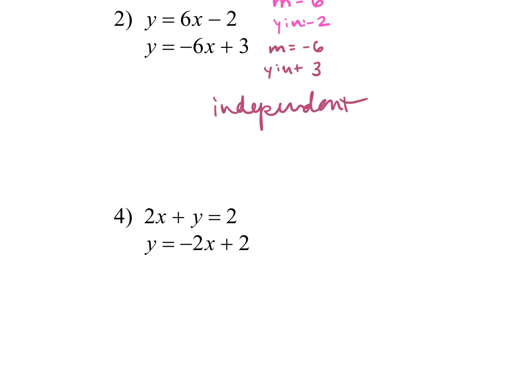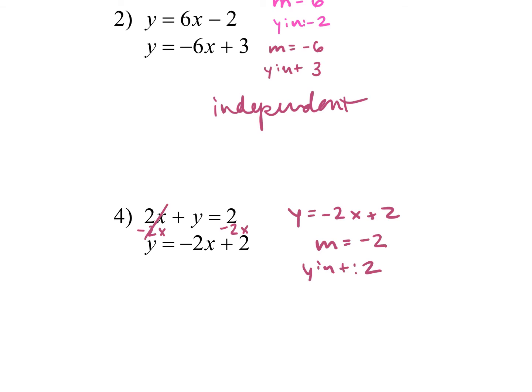Number 4. What do I need to do to my first equation? Get it into slope-intercept form, so how can I do that? Awesome. Subtract 2x on both sides. So I have y is equal to -2x plus 2. So here, what's my slope? -2. And what's my y-intercept? 2.